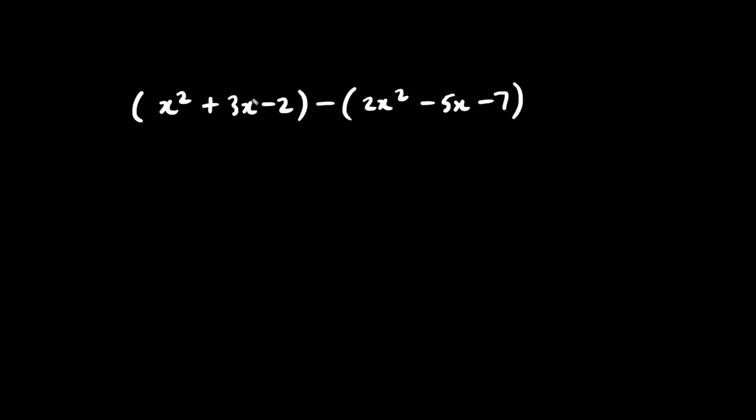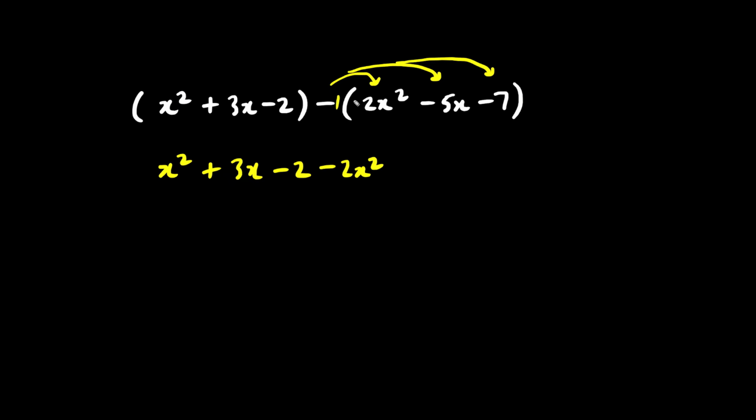Let's try this problem involving a trinomial minus a trinomial. These brackets are not necessary, so let's write x squared plus 3x minus 2, and there's a hidden negative 1 here, and we're going to distribute this negative 1 to the dog, cat, and fish. Negative 1 times 2x squared is negative 2x squared. We essentially flip all the signs. Negative times negative becomes positive. We have 5x. And then negative 7 becomes a positive 7.